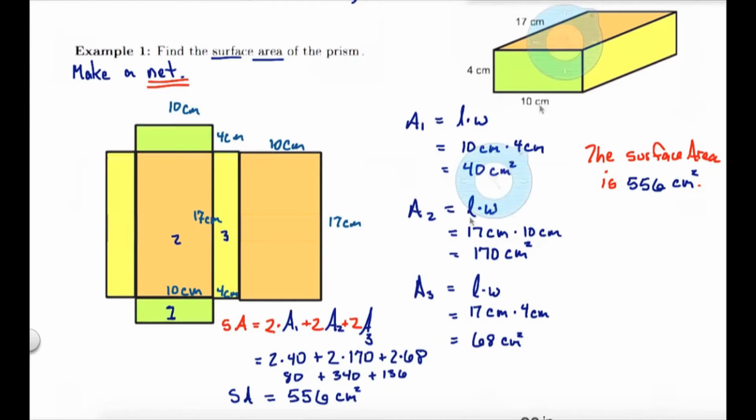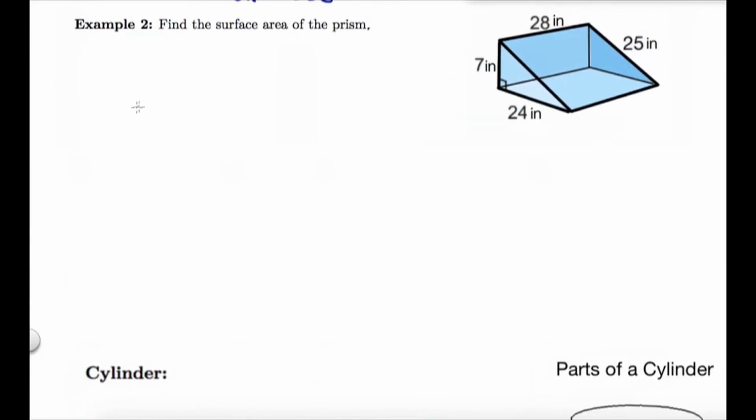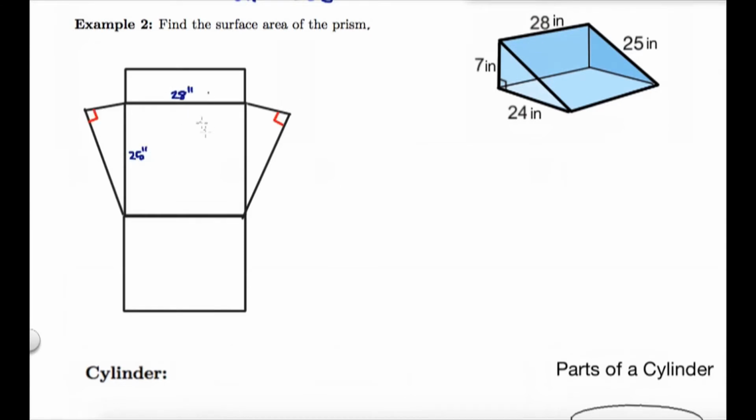All right, let's try another one. So here we have another prism. The bases are right triangles, and the other 3 surfaces are rectangles. So I can make up another net here. And we're finding all the areas again.